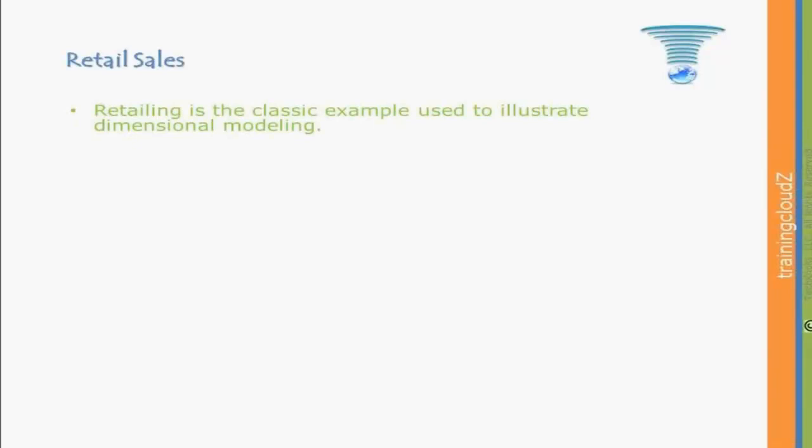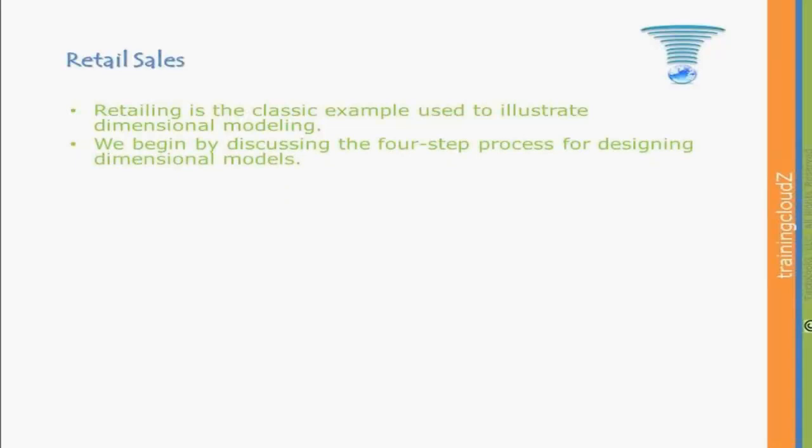Now we come to the retail sale, guys. When you look at the retail sale, you'll understand how each of them is being constructed. Each database, what does it require? Retailing is a classic example to illustrate dimensional modeling. We need to understand dimensional modeling, which means, let me ask you a question. Now you are planning to move from a single bedroom apartment into a single family home. You have to go and see the dimensional model.